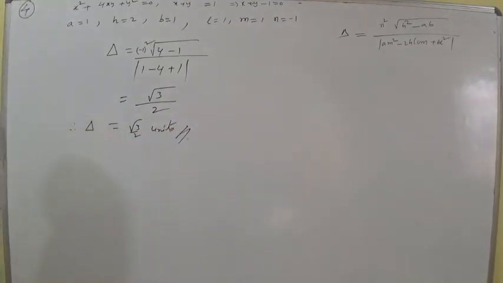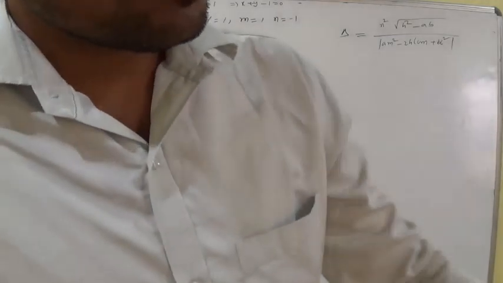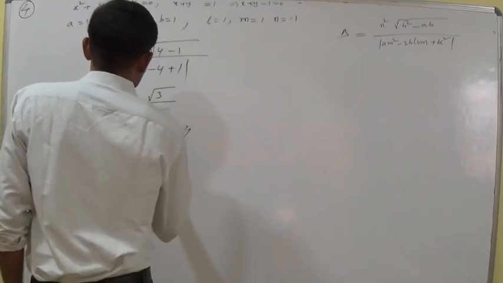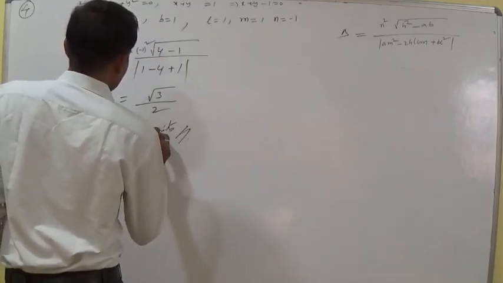Right? So next one, root 3 by 2 square units.